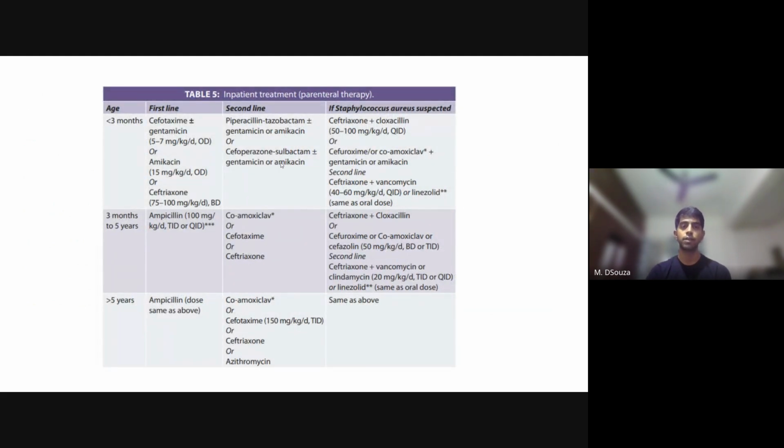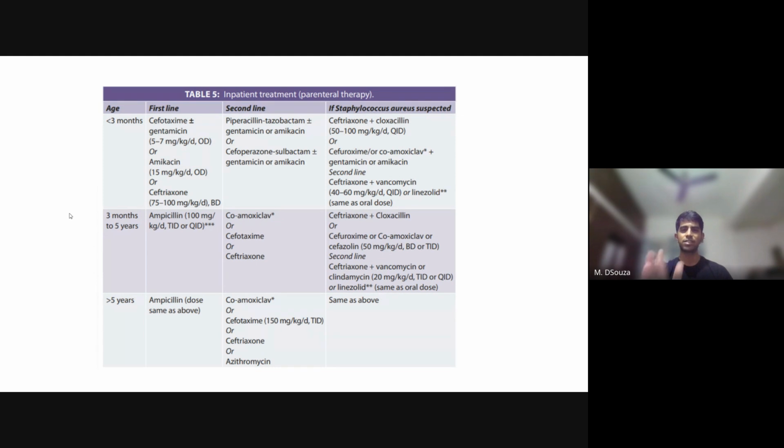So coming to IV, what we would generally use as our first line again is amoxiclav, and this is a much easier dose. You would give 30 mg per kg per dose. So for that same 16 kg child, 16 into 30 is 480, so roughly about 500 mg of amoxiclav 3 times a day. And you would continue this for a total duration of antibiotics of about 7 days. That could be any permutation or combination: 2 days of IV followed by 5 days of oral, or 3 days of IV followed by 4 days of oral.